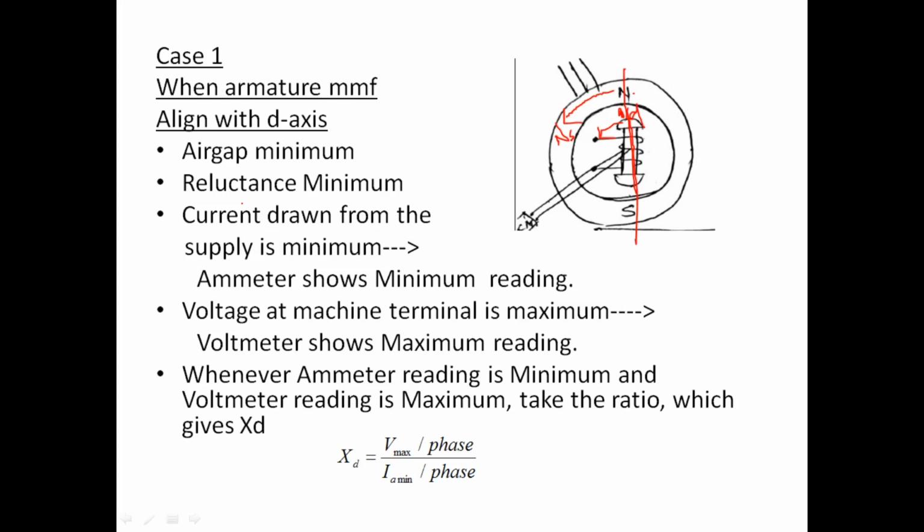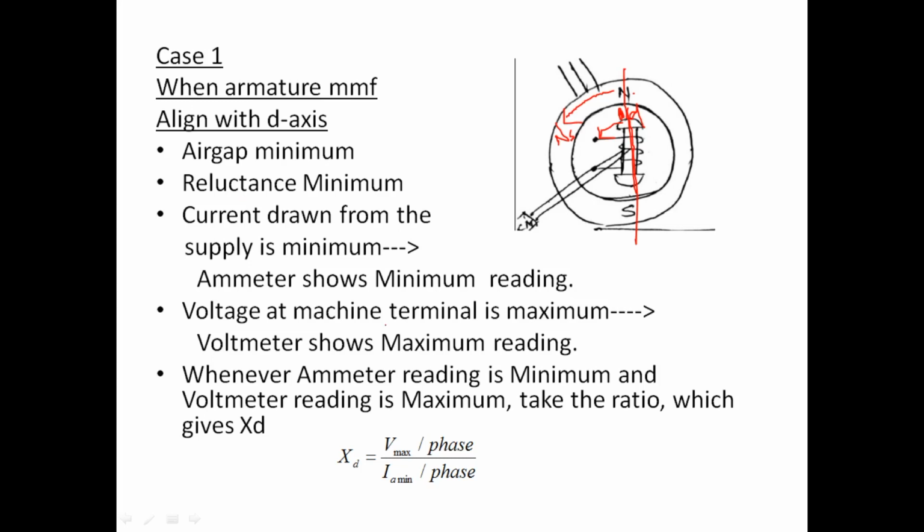So air gap is reluctance, the opposition to flux. Whenever there is a magnetic field and an air gap, the opposition to flux will be maximum. Whenever the air gap is increasing, reluctance will be more; whenever the air gap is less, reluctance will be less. So here the air gap is minimum, and in this case the reluctance is minimum.